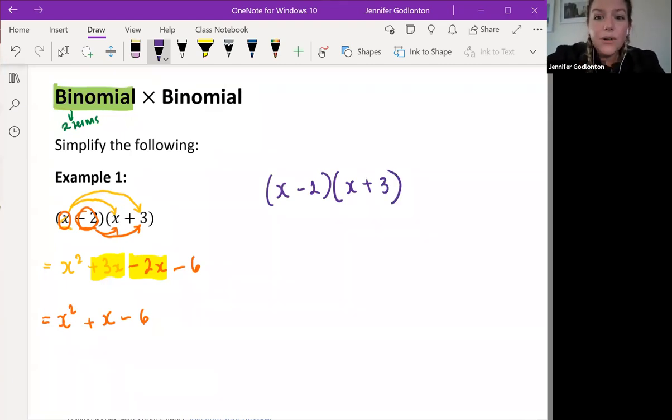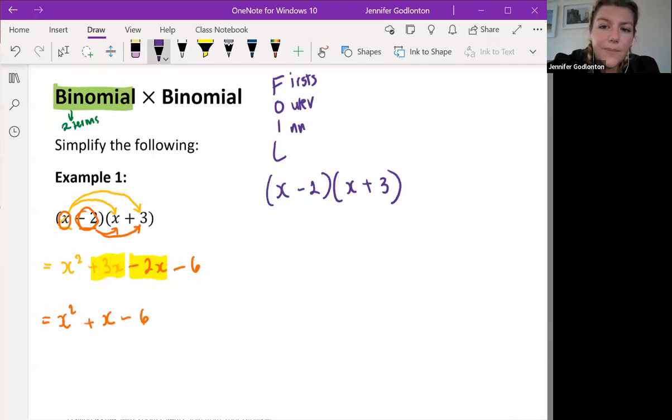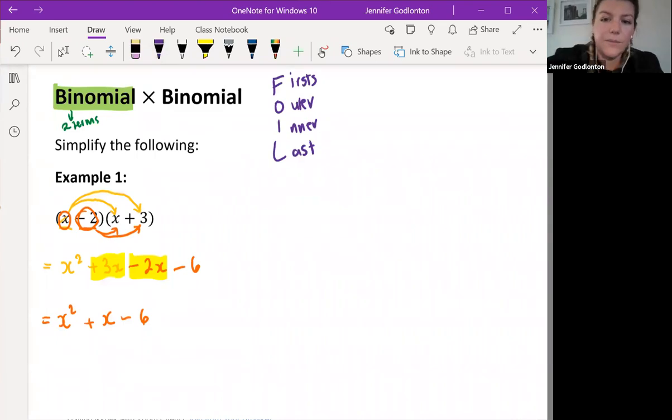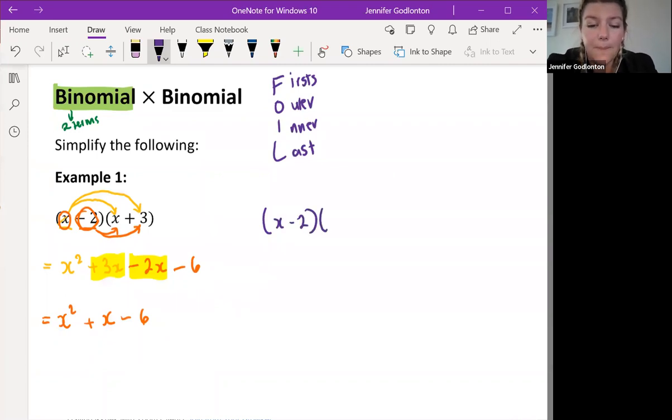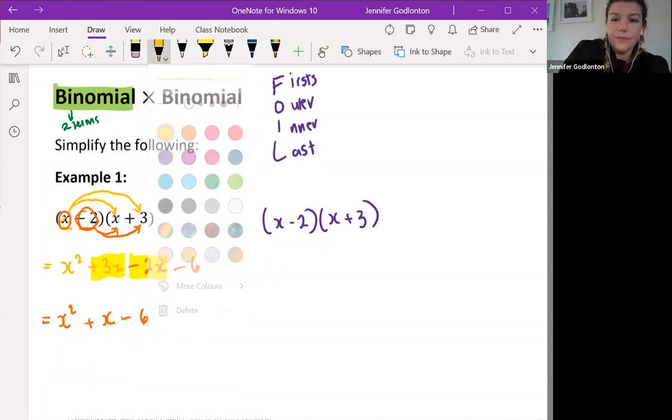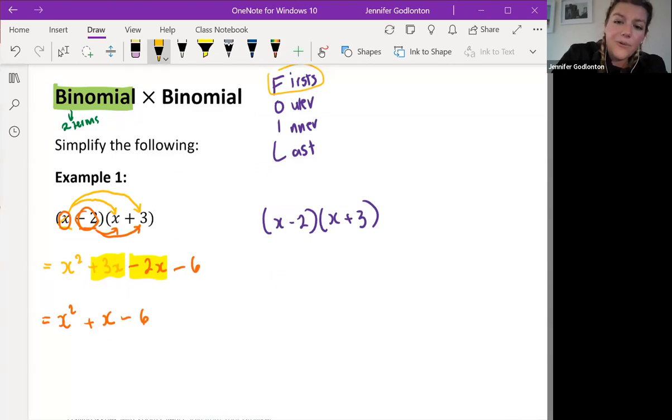Okay, so like Asonge wrote in the chat, FOIL stands for firsts, outer, inner, lasts. Okay, I'm just gonna move this down a little bit. You can absolutely put a 1 in front of the x, 100% you can. Okay, so firsts. Let's go over here. That's saying our first term in the first bracket multiplied by our first term in the second bracket. So our first term multiplied by our first term, which is x squared.